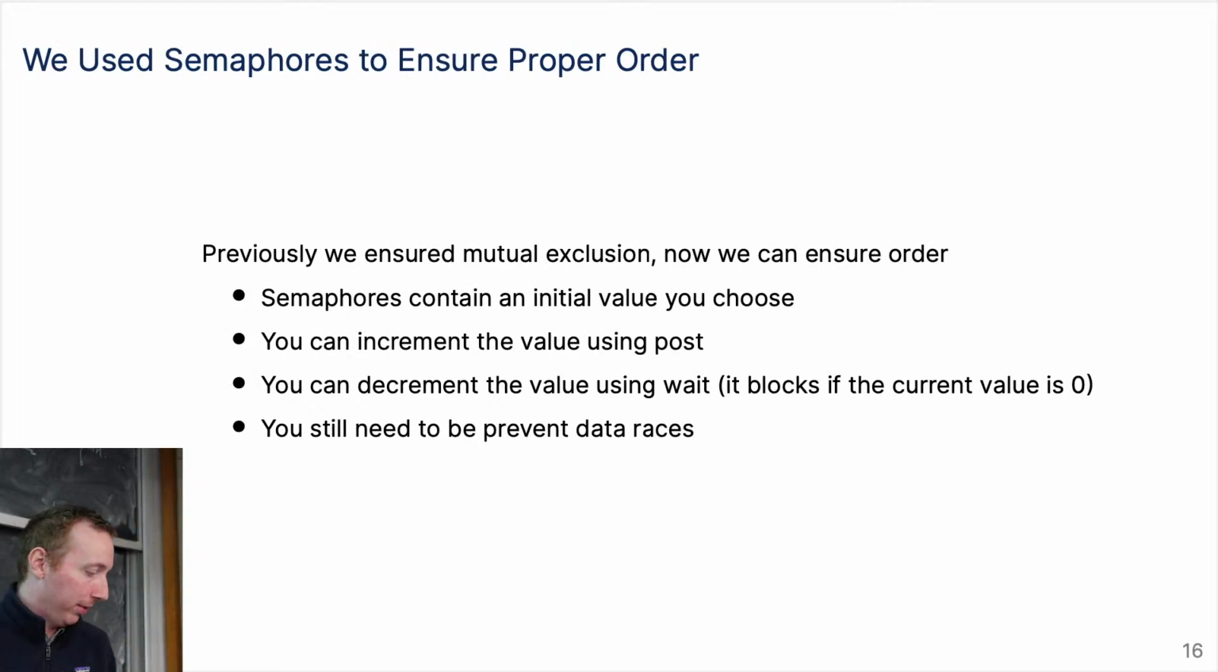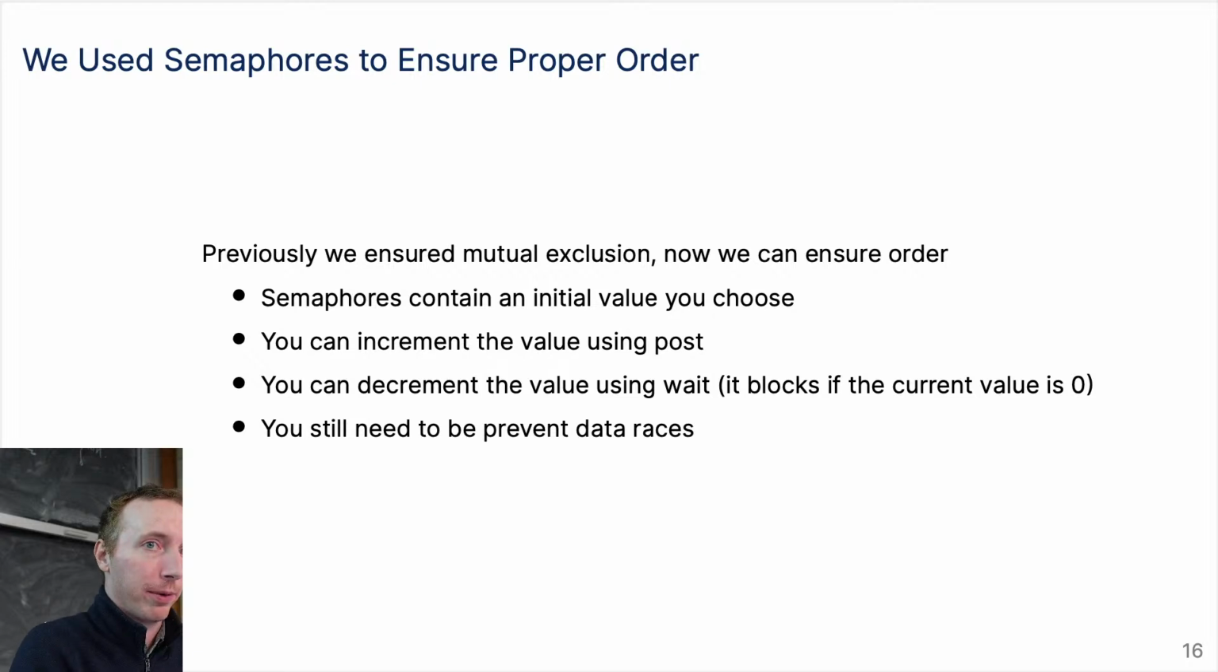All right, so we use semaphores to ensure some proper order. They contain an initial value that you choose. They essentially have two operations: increment, which is called post, and decrement, which is called wait. And it blocks if the current value is 0. That's the only difference for wait. And then you still need to prevent data races, because this is only ensuring ordering. You still have to identify data races, and they're the bane of your existence.